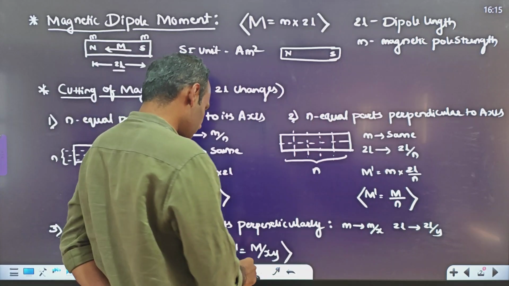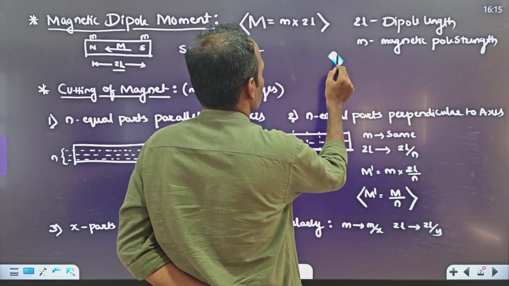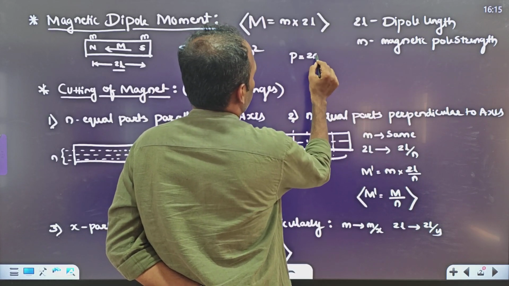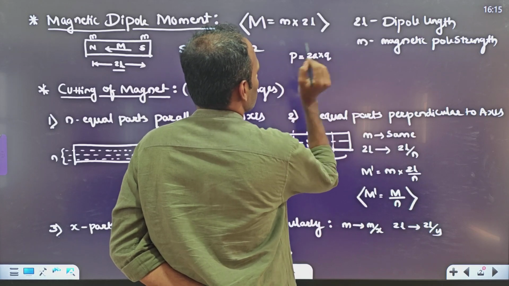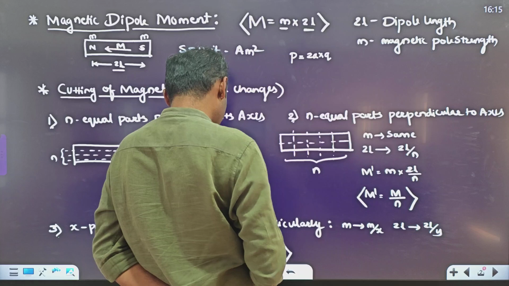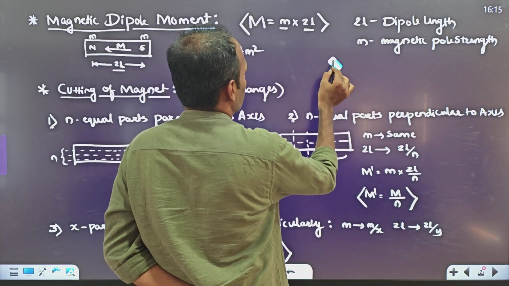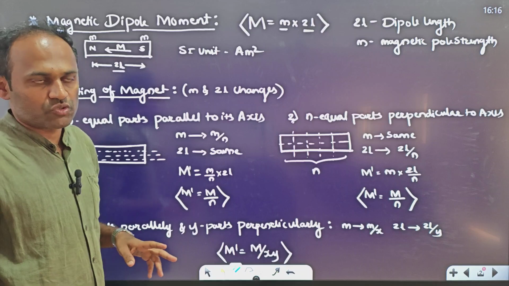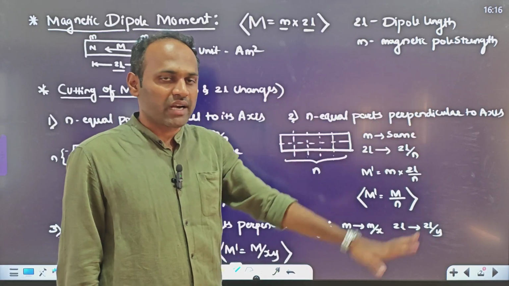How do you write the electric dipole moment? In the same way we will write this magnetic dipole moment. Electric dipole moment is 2a, the length of the dipole, into the charge. In the same way, it is the length of the magnetic dipole into the pole strength. So this is the magnetic dipole moment of a bar magnet. The SI unit of magnetic dipole moment is ampere meter square. 2L is the dipole length, M is the magnetic pole strength.